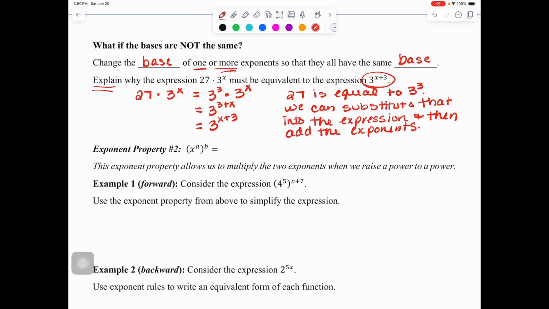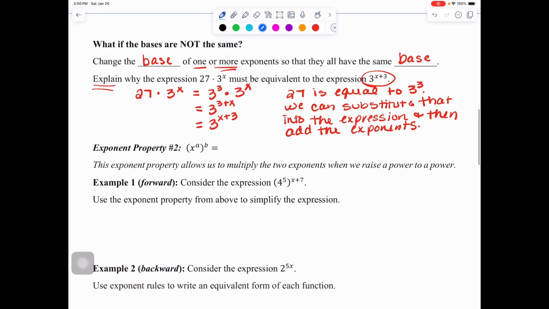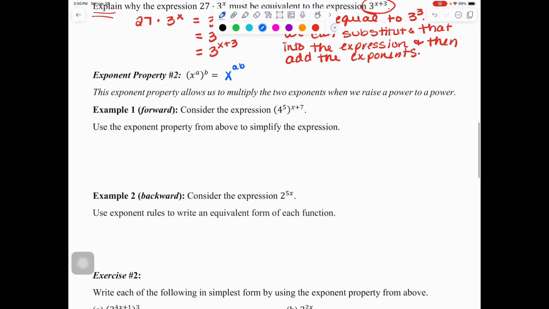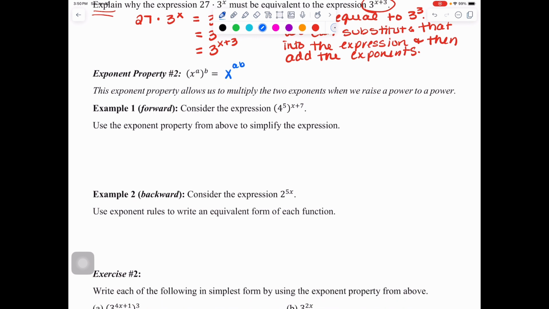So now we're going to move on to our second exponent rule that we practiced in the opening exercise, which was raising a power to a power. And if you remember here, we're going to keep our base and multiply our exponents. So similar to what we did before, this exponent property is going to allow us to multiply the two exponents when we raise a power to a power. And I want to do an example of going forward using the rule and going backwards, breaking the expression apart. So we'll start with going forward.